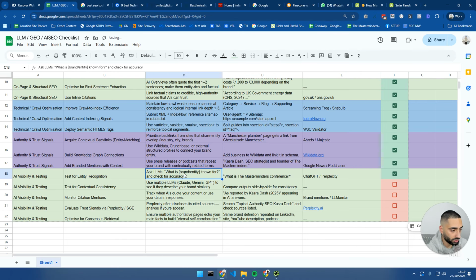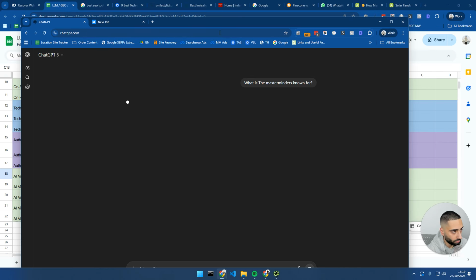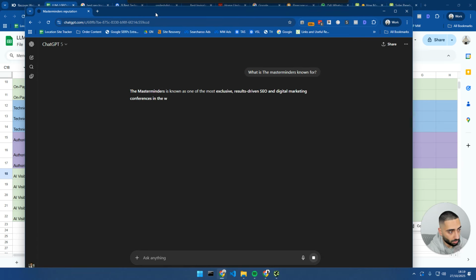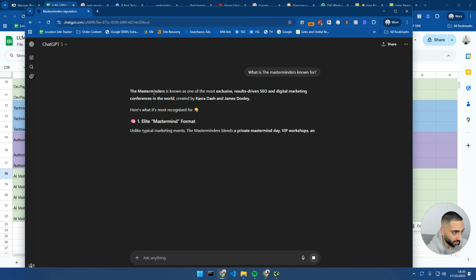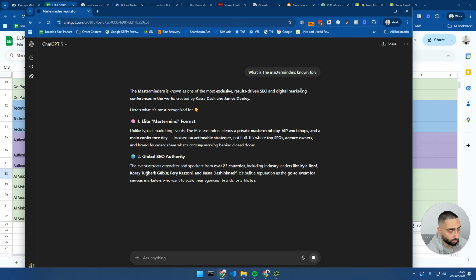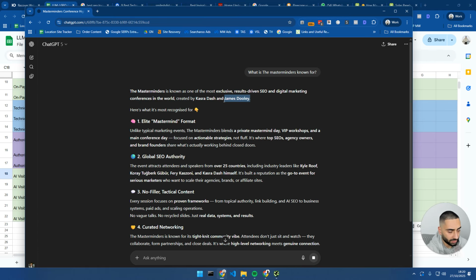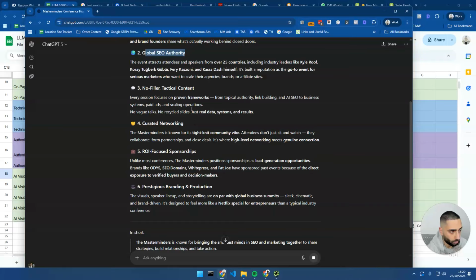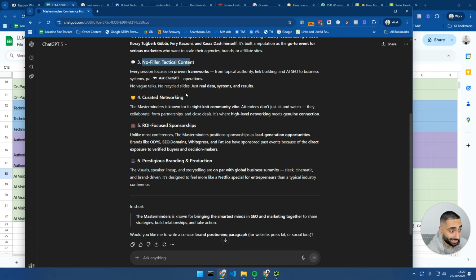Now, we can do this very, very quickly with ChatGPT, for example. If we take a look here, what is the Masterminders known for? And I'm hoping it comes back saying that we are an SEO conference, because otherwise it will be incorrect. So the Masterminders is known for one of the most exclusive, results-driven SEO and digital marketing conferences created by Kasra and James Daly. This is slightly incorrect, but we move forward. Elite mastermind format, global SEO authority, no filter tactical content, curated networking, ROI focused sponsorships.